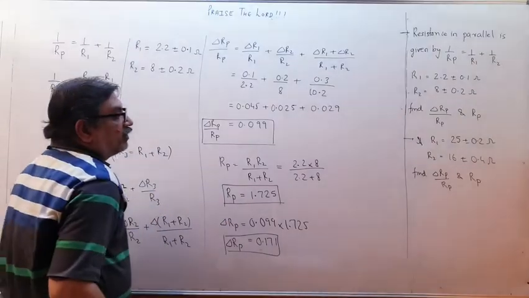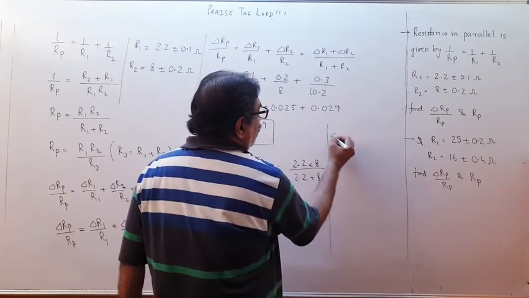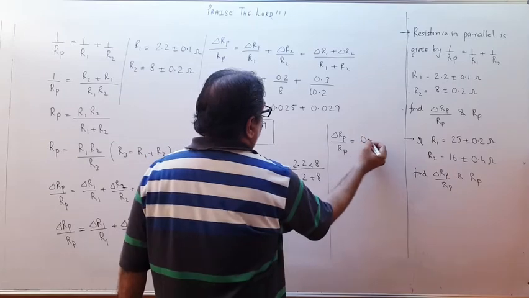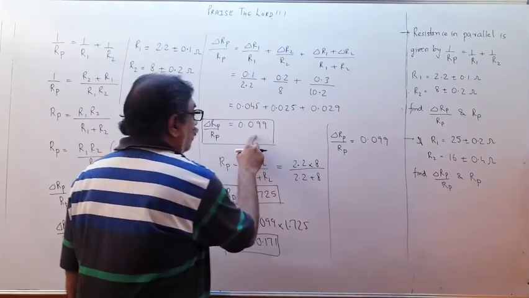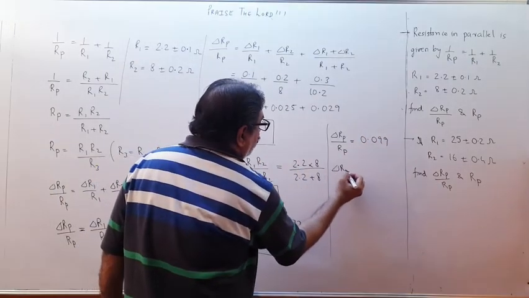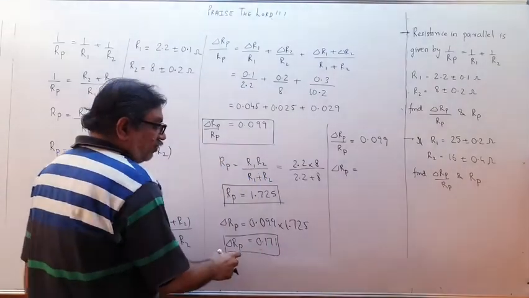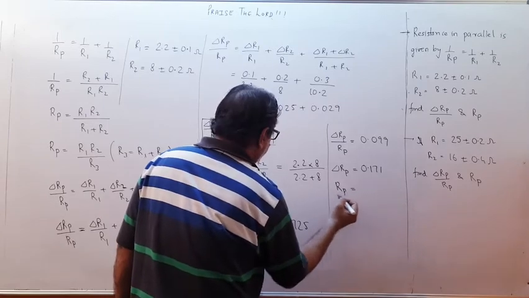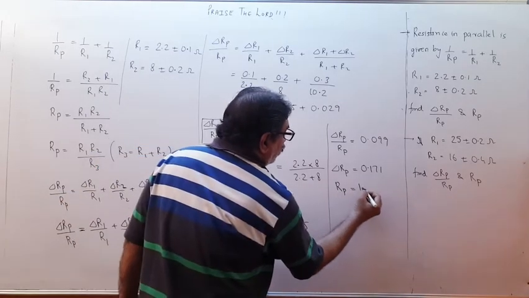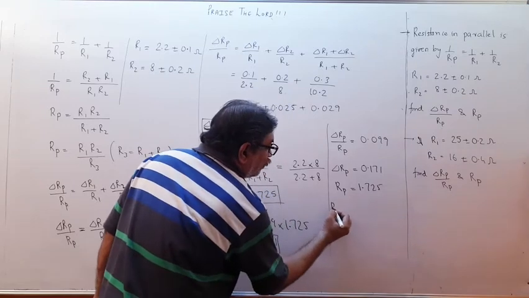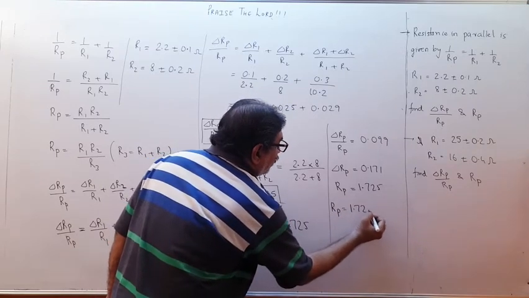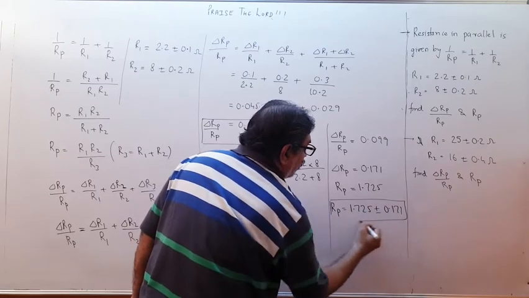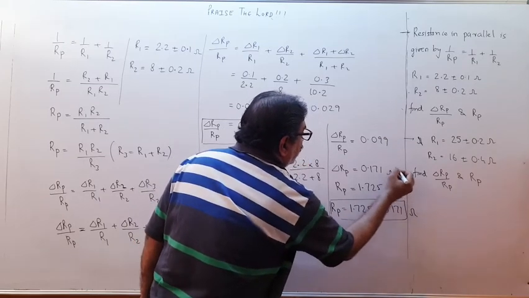So I get delta Rp and Rp. So finally I know that the relative error in Rp is found to be 0.099. Then delta Rp, the error in resistance, is found to be 0.171. And the true value of Rp is found to be 1.725. And therefore Rp can be written as 1.725 plus minus 0.171. This is the answer. Of course, please don't forget to write ohm everywhere.